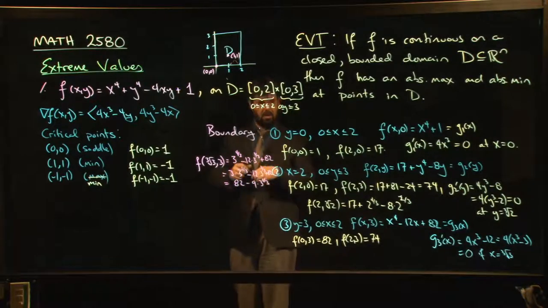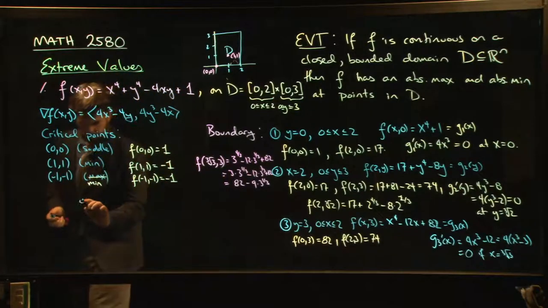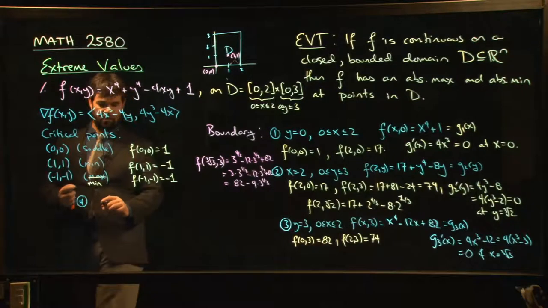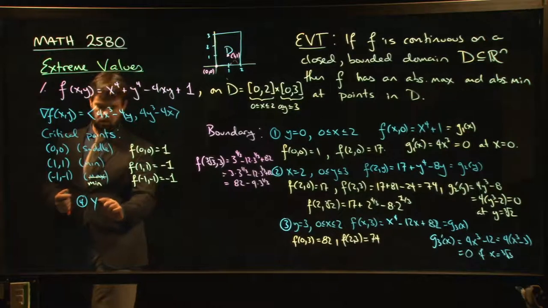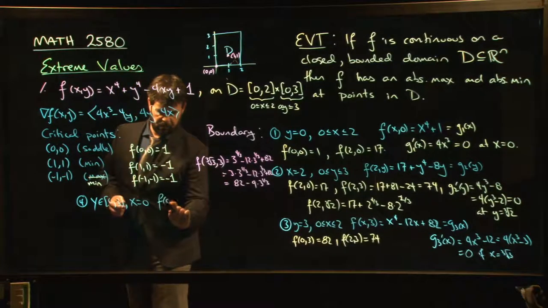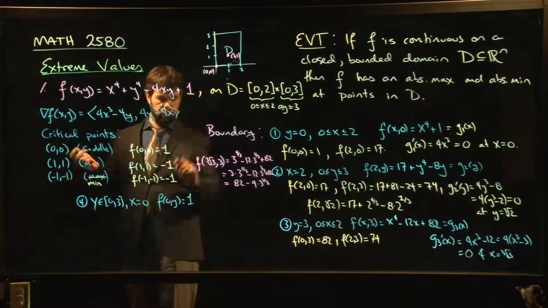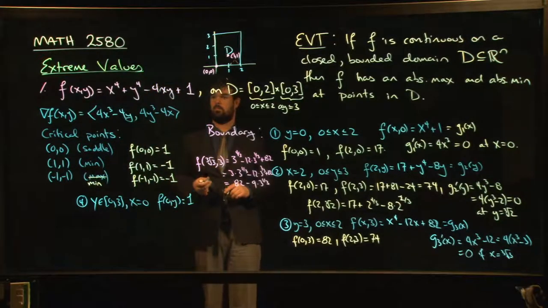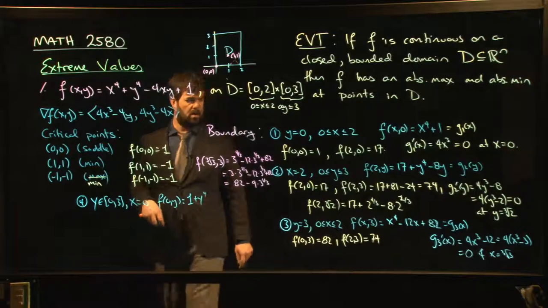Okay, well, just to make sure we haven't missed anything, let's do the last piece of our boundary, and then we'll be done. So the last piece of the boundary is when y is going to run from 0 to 3, x is going to be equal to 0, right? We've got this piece here. x is 0. So f at 0, y is, it's constant. It's just 1 plus y to the 4. 1 plus y to the 4.